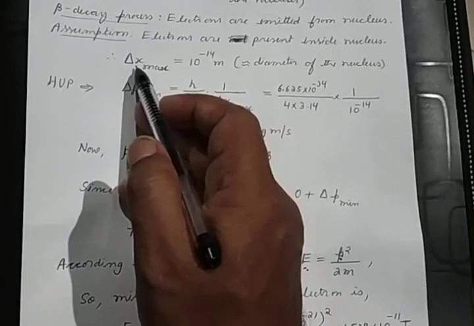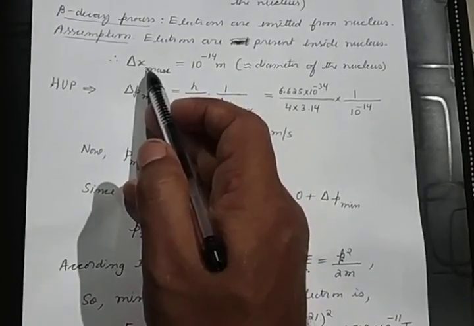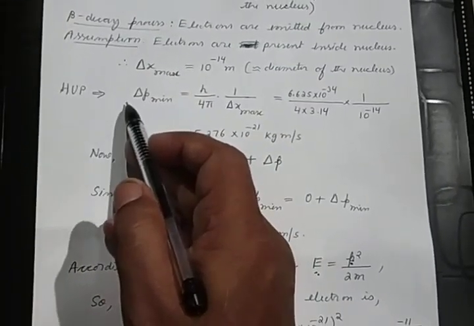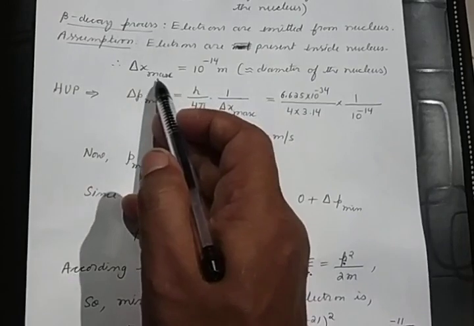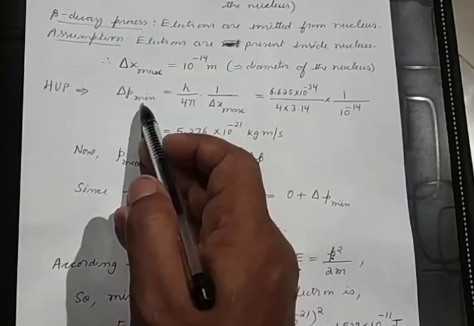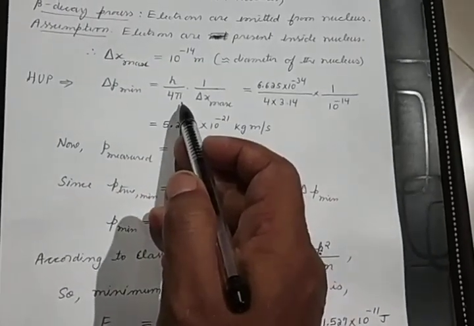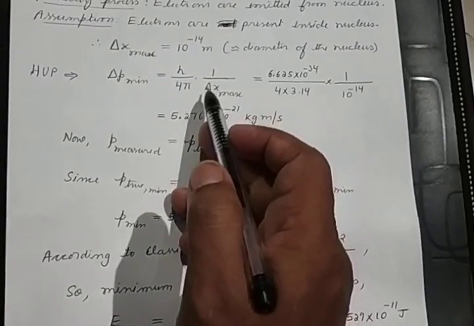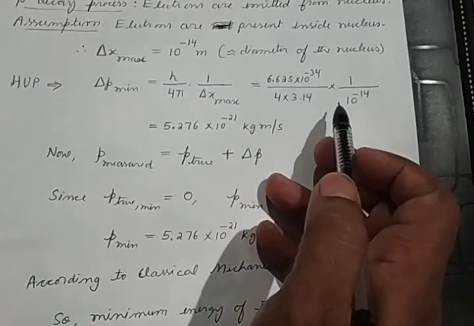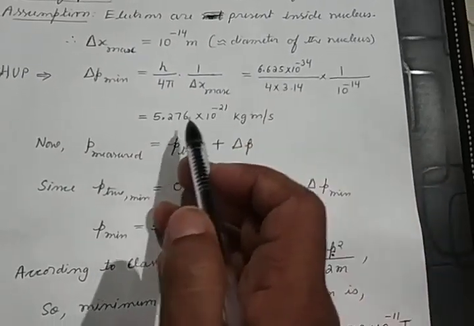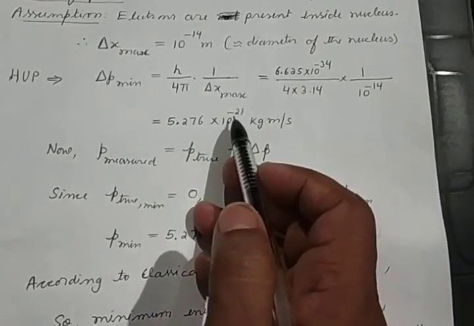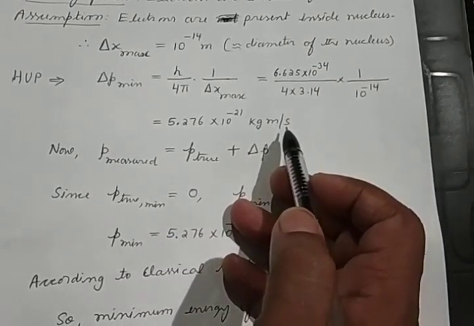Now if we have the position uncertainty, then we can find out the momentum uncertainty using Heisenberg's uncertainty principle. Here we have the maximum uncertainty in the position, therefore we can find the minimum uncertainty in the momentum of the electron, and that is found like this: delta P minimum is equal to h by 4 pi into 1 by delta x maximum. Substituting the maximum uncertainty in the position and Planck's constant, we get delta P minimum equal to 5.276 into 10 power minus 21 kg meter per second.